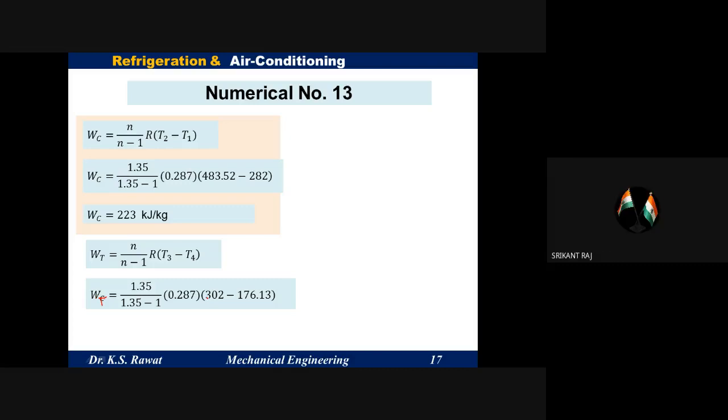Sir, 139.3. Vaibhav Tyagi. Yes, sir. Vaibhav, tell me the value. Sir, 139.32. Who told you? Vaibhav Tyagi did not tell this answer.